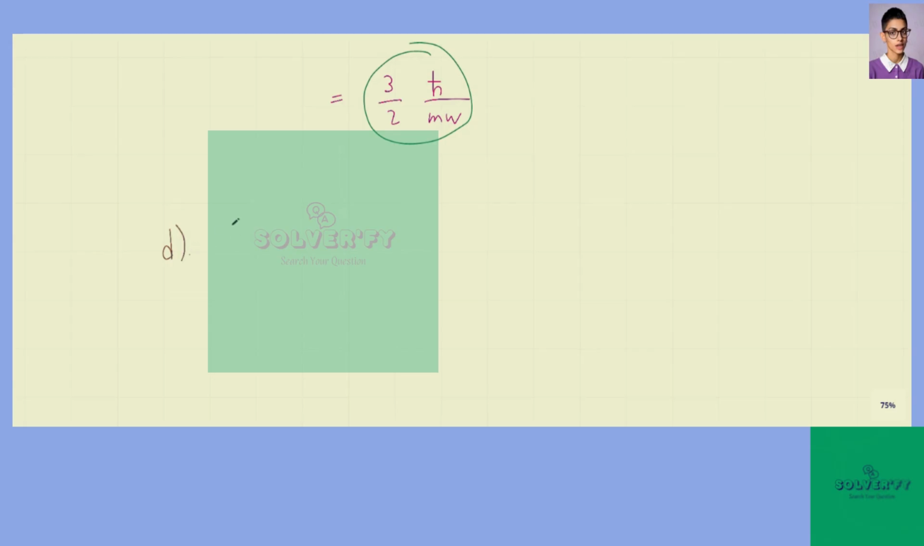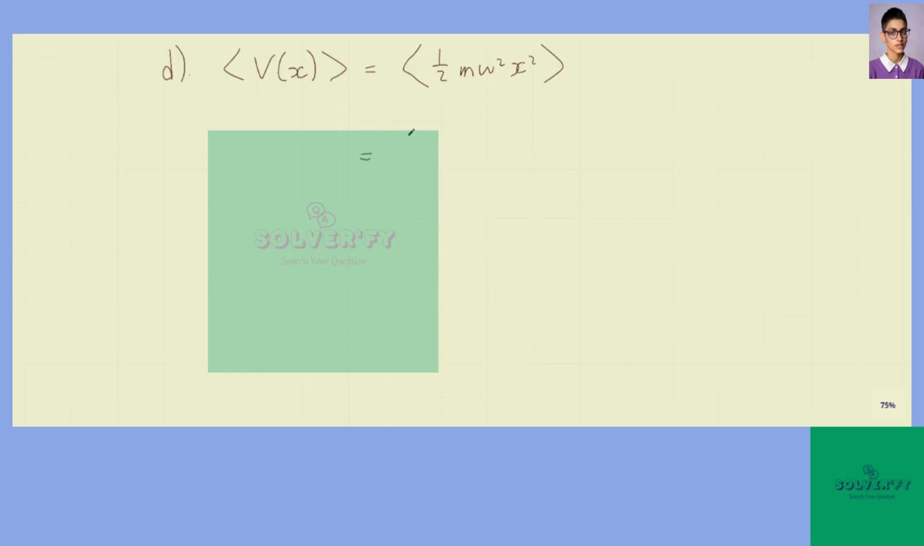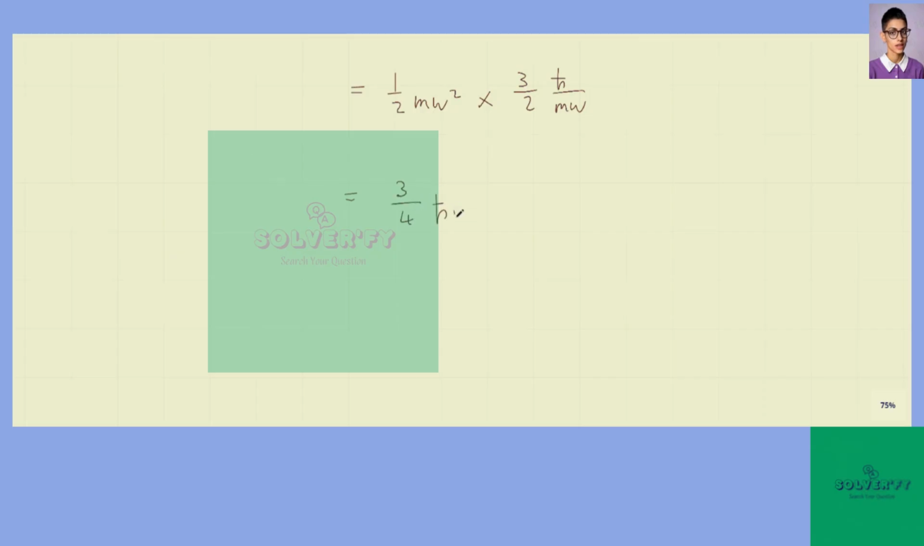And lastly, for part D, we want to find the expectation value of V of x. And we know this is the expectation value of a half m omega squared x squared. And you can bring out the constants, so this is a half m omega squared times the expectation value of x squared. And this is a half m omega squared times 3 over 2 h bar over m omega. And so this becomes 3 over 4 h bar omega.